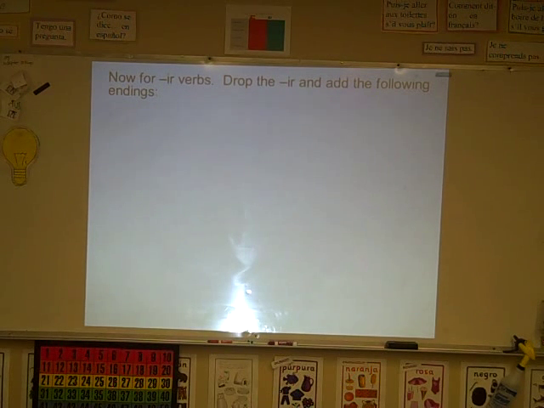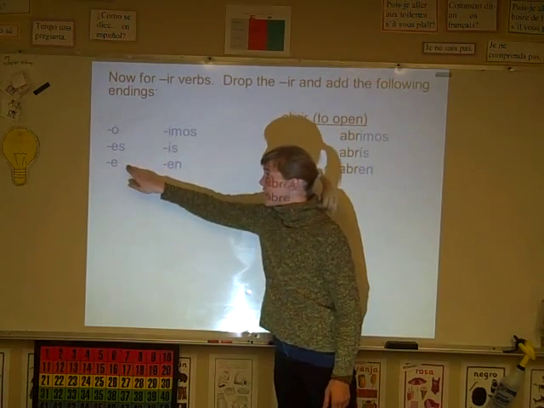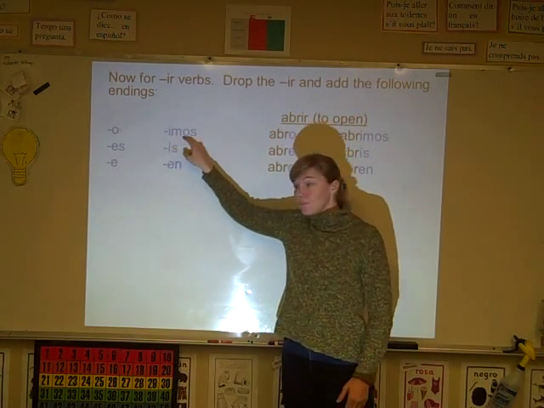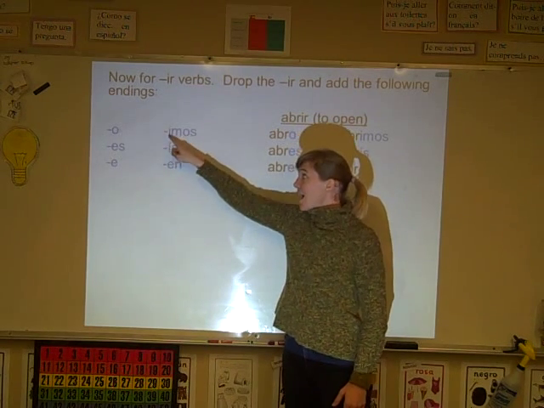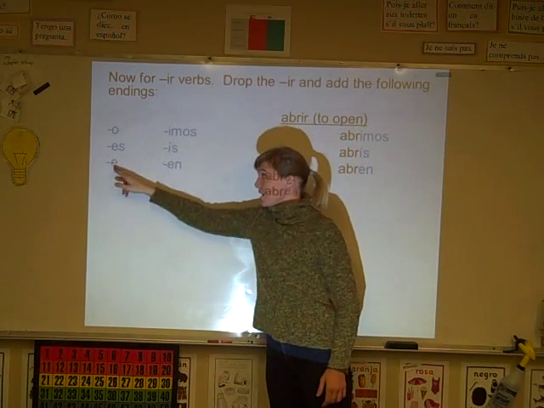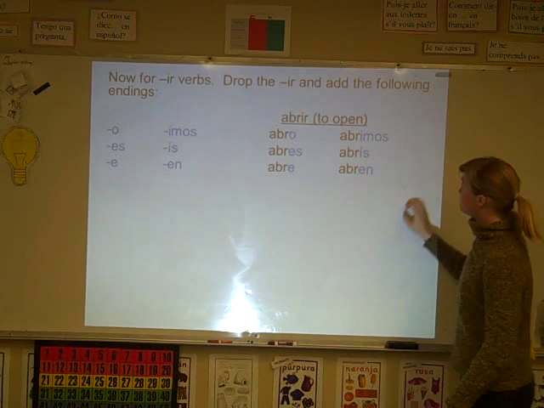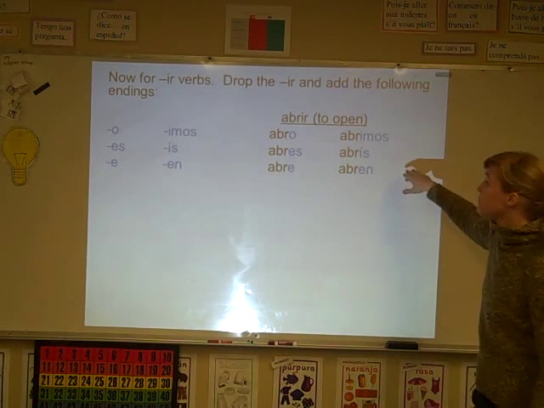For IR verbs, the same thing again. You're going to drop the IR and add the following endings: o, es, e. Notice these are the same as for the ER verbs. Here's where it's different: imos, ís, and then again, en.